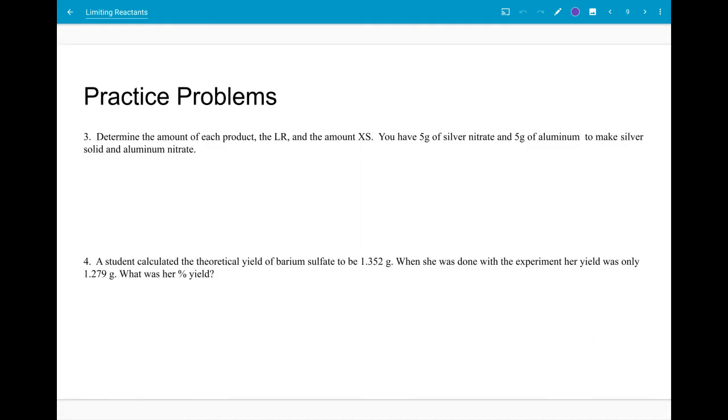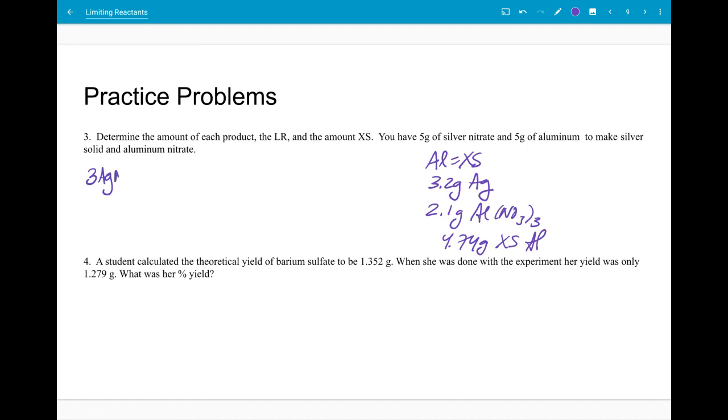Now I do have additional practice problems here. What I'm going to do is just put the answers so you can try this on your own. You'll find that aluminum is in excess on this one. And so this is going to be 3.2 grams of silver when you solve it out, 2.1 grams of aluminum nitrate, and 4.74 grams of excess Al. I'm going to go ahead and write the reaction for you in case you have trouble with that part. That would be a good practice to make sure you can do that.